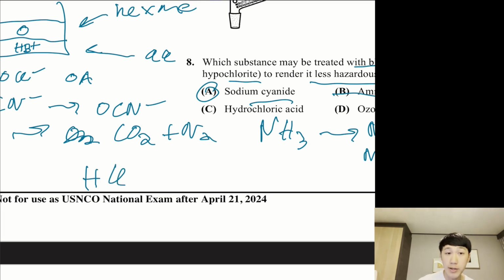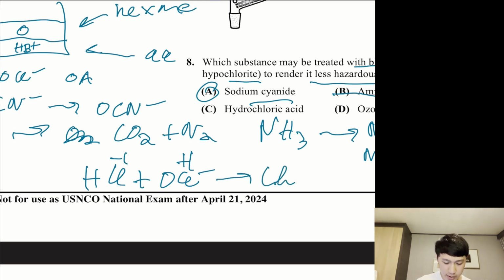C, hydrochloric acid. You can imagine when we mix hydrochloric acid and the hypochlorite anion, the chlorine in hypochlorite is in a +1 oxidation state, and in hydrochloric acid it's in a -1 oxidation state. When you mix these two together, you get a comproportionation reaction, giving chlorine gas, with a 0 oxidation state for both chlorines. Chlorine gas is not safe, so that is incorrect.